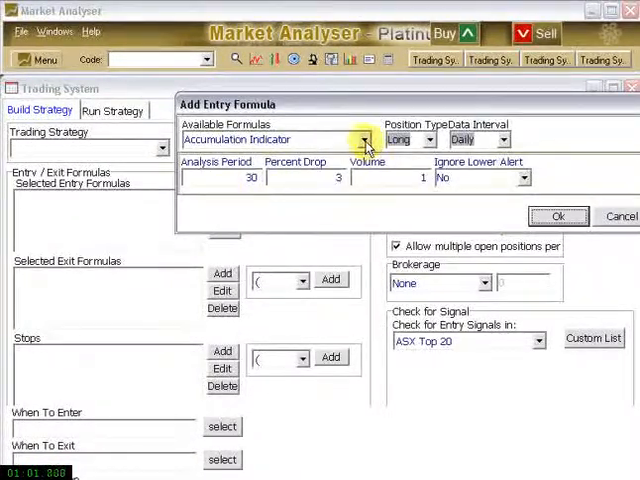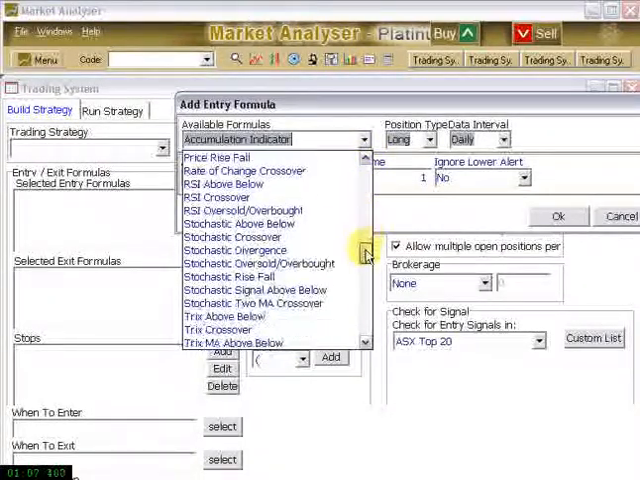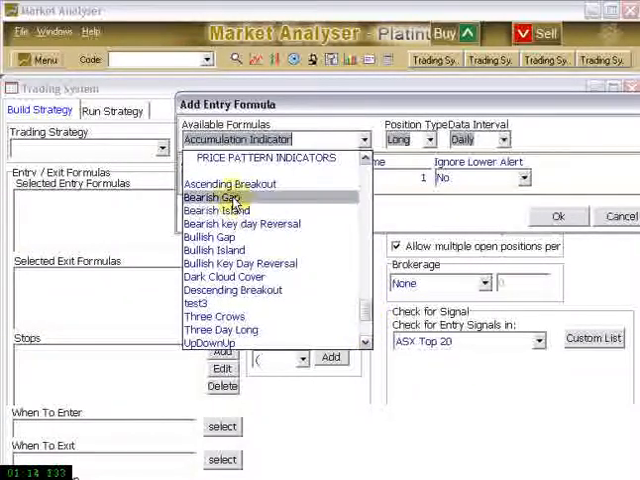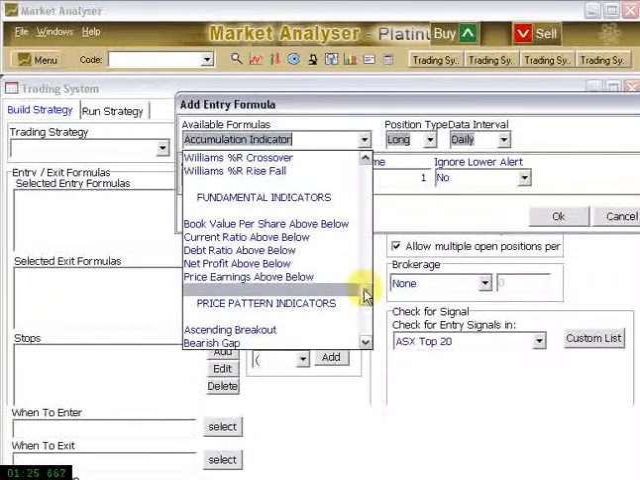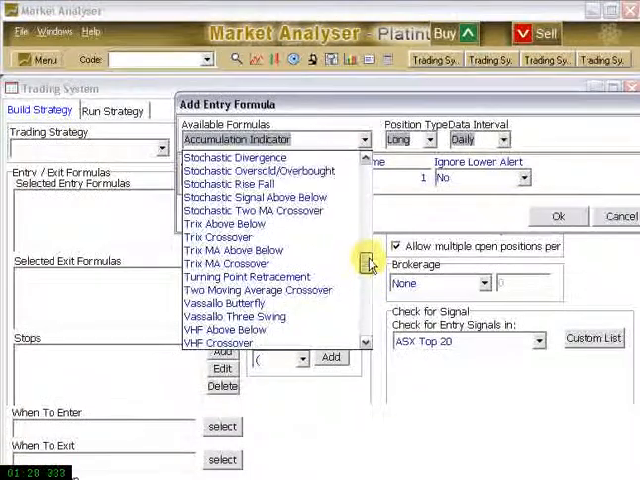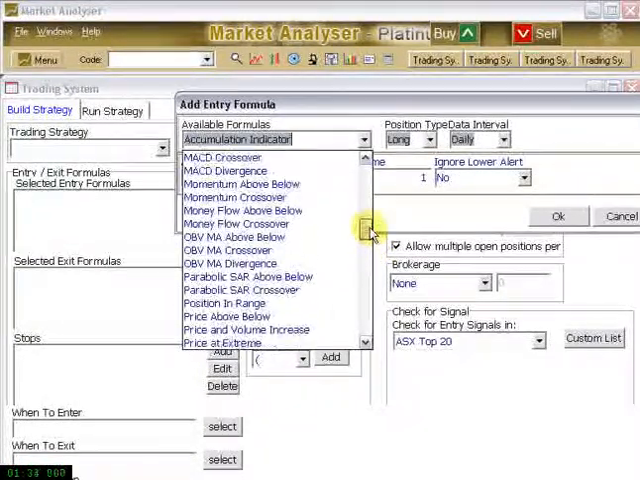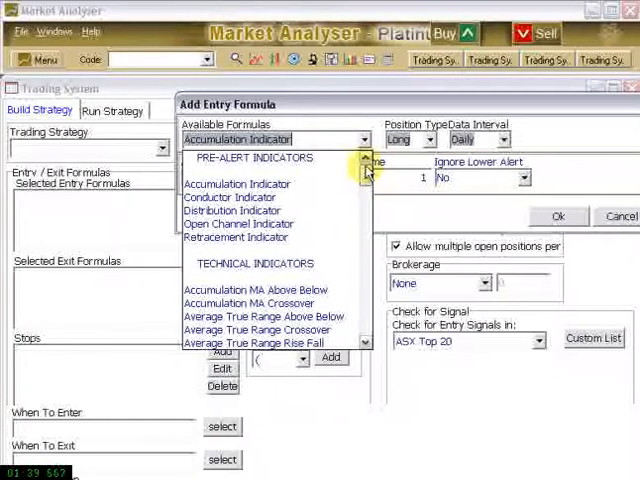I'm going to add, and you'll see there's a wide range of possibilities. There's a huge list down through here of possible entry strategies. So built into this, you've got your price patterns, things like bearish gaps, bearish islands. You've got your fundamental ratios, such as debt ratio above or below a certain level, or net profit above and below a certain level. And then you've got your standard indicators, including things like your stochastic, your RSI, MACD, moving averages, Bollinger Bands, etc. As well as the MDS pre-alert indicators in the top here.